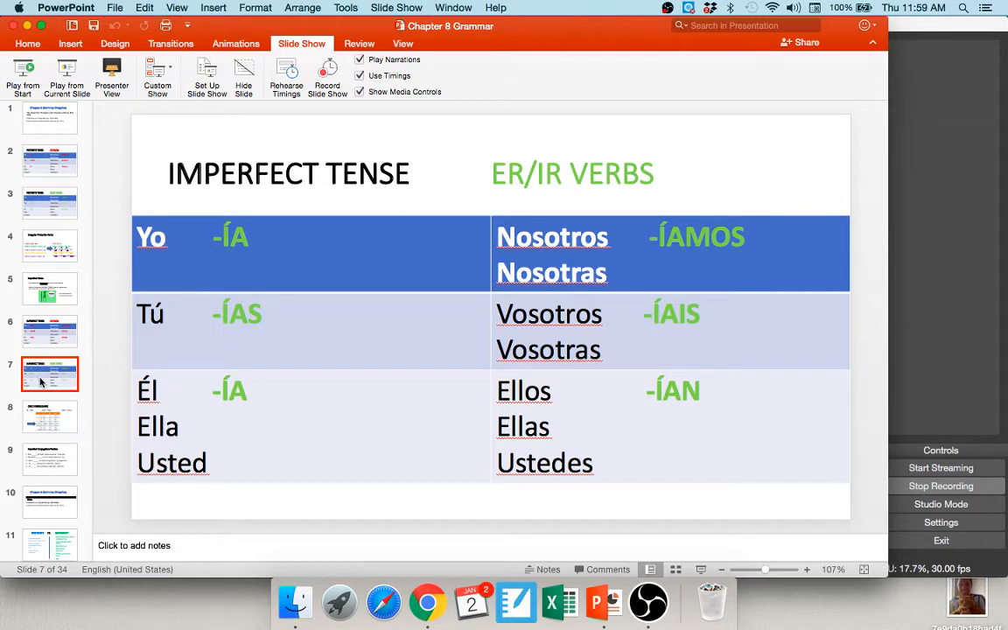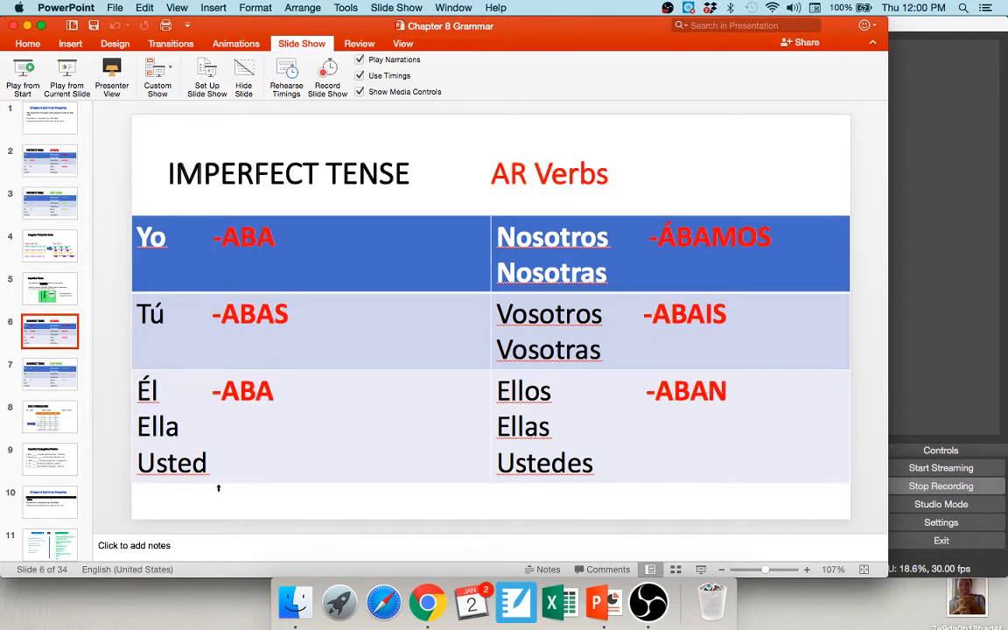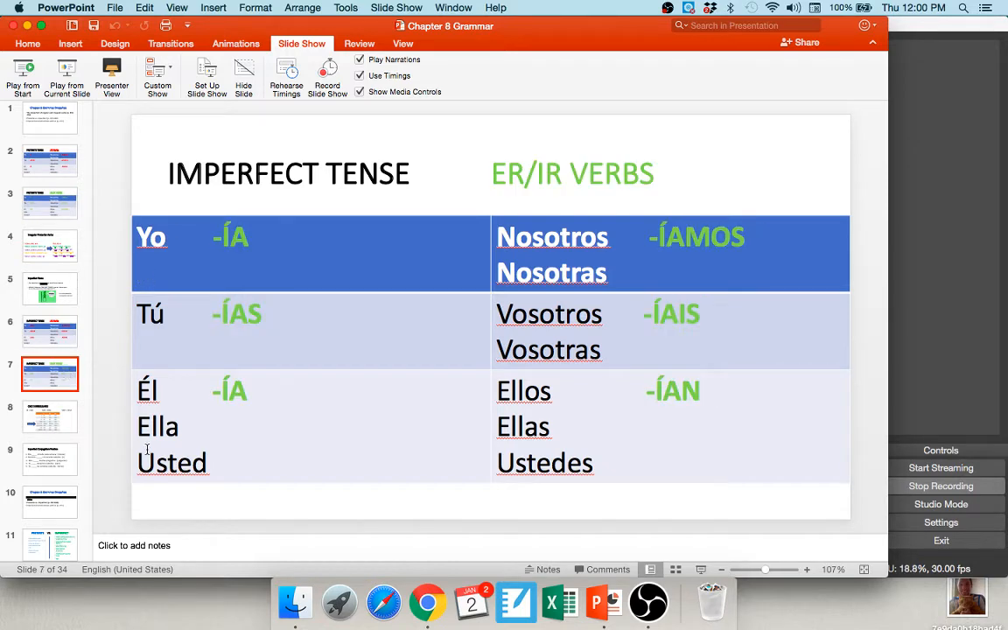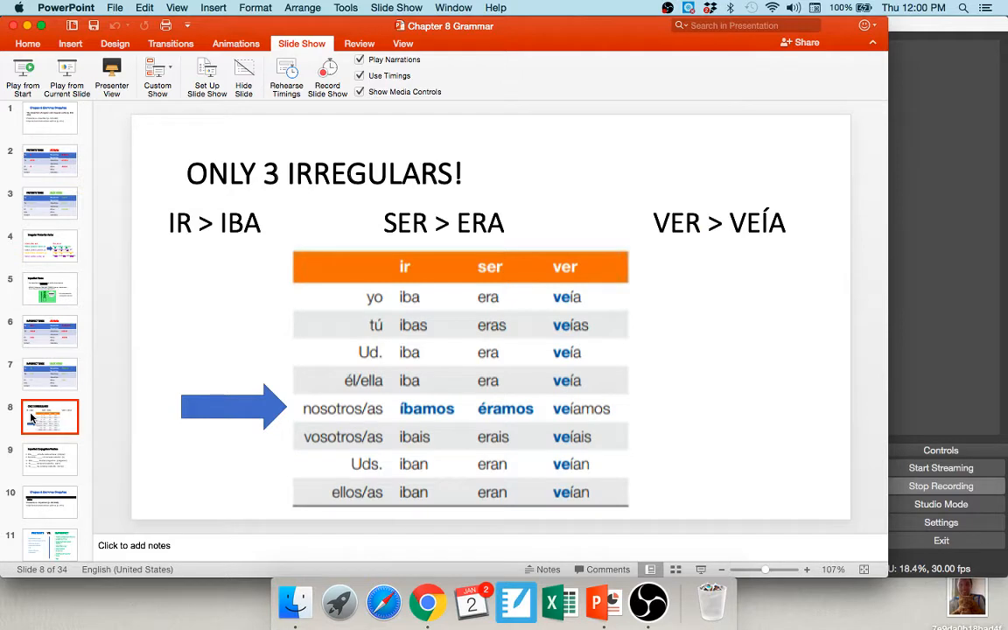So don't forget that the yo and el, ella, usted forms are identical in this tense. So you really have to look at the context of the sentence to see if you're saying I used to talk or he used to talk. I used to eat or she used to eat. So make sure that you pay attention to the context of your sentence.